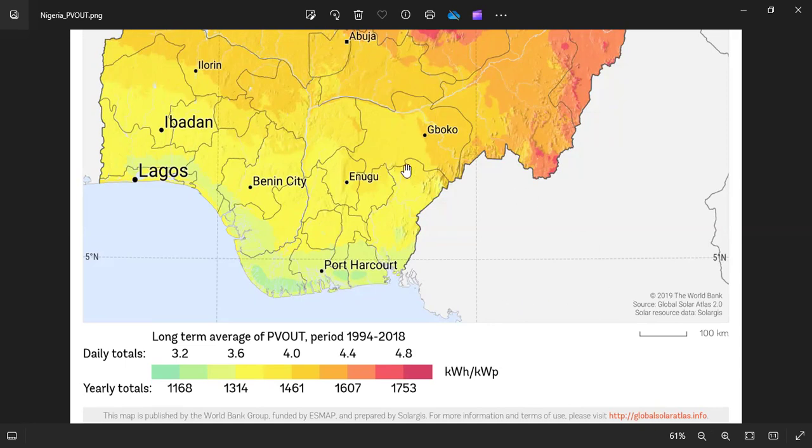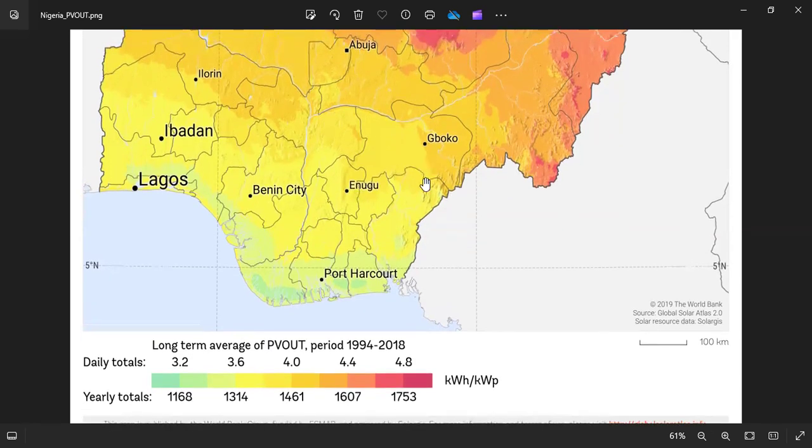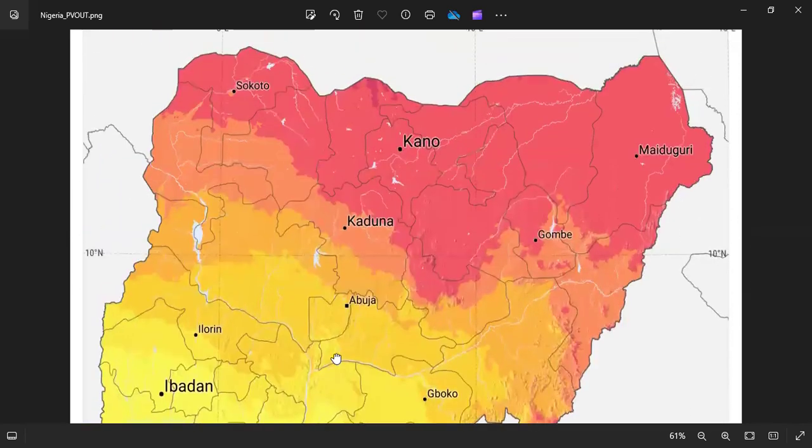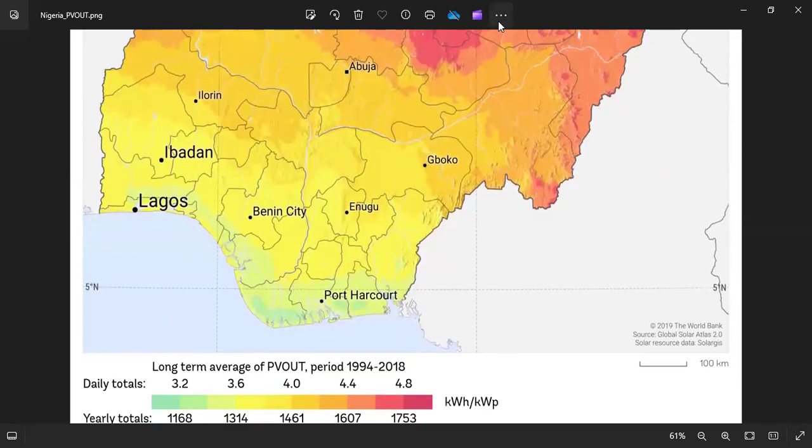So if you come to the yellow zone around here, if you install 1 kilowatt of solar, it should be able to generate 3.6 kilowatt hours. So you see, as you're going up, fortunately Maiduguri, where you are, if you have 1 kilowatt of solar capacity, you should be able to generate 4.8 kilowatt hours.